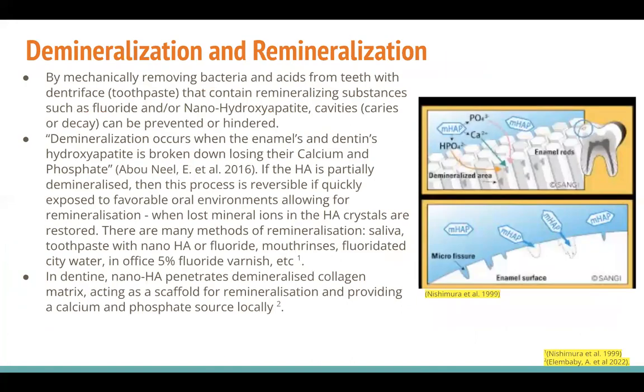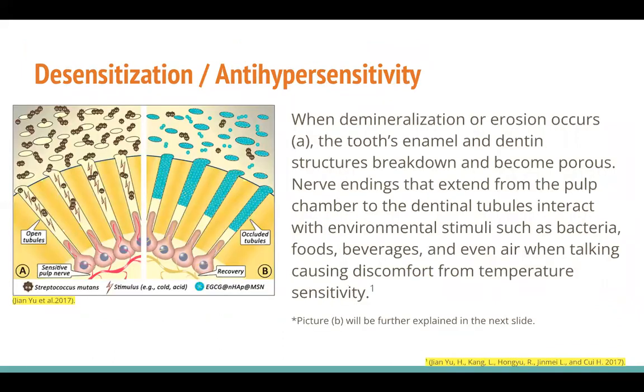Demineralization occurs when the enamel and dentin hydroxyapatite is broken down, losing their calcium and phosphate. If the hydroxyapatite is partially demineralized, then this process is reversible if quickly exposed to favorable oral environments, allowing for remineralization from different sources, which are listed. In dentin, nano-hydroxyapatite penetrates the demineralized collagen matrix, acting as a scaffold for remineralization and providing a calcium and phosphate source locally. So, desensitization and anti-hypersensitivity characteristics.